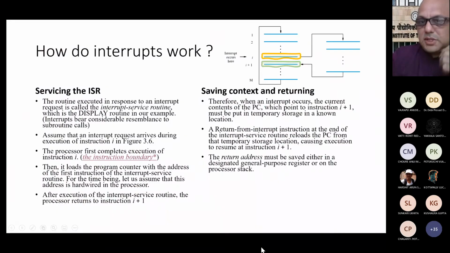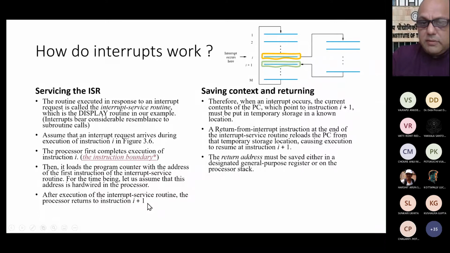I'm almost at the end of today's class. So I'll just read these 2 lines and stop. It completes execution of the instruction I at the instruction boundary. It loads the program counter with the address of the first instruction of the service routine. Let's assume it knows where that service routine starts. And then after executing the ISR, it returns to instruction I+1.